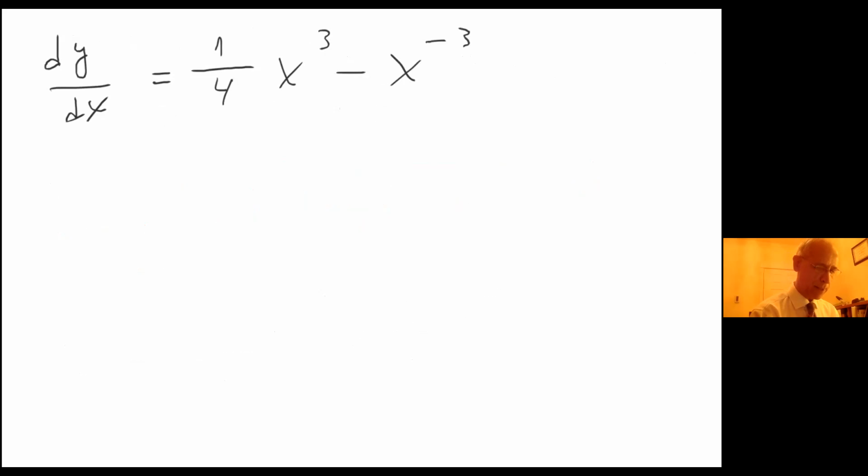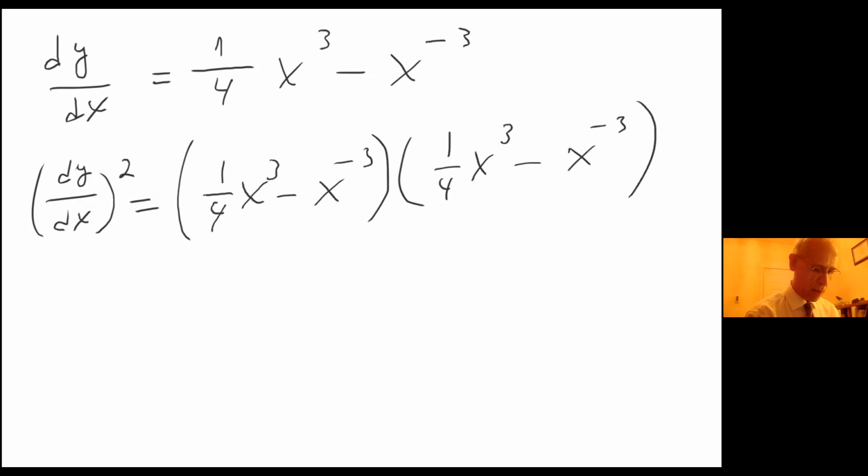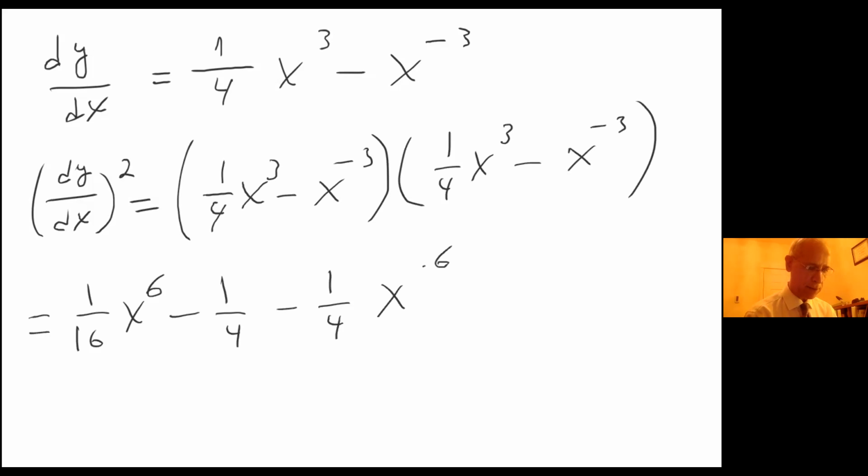And so (dy/dx) squared should equal 1/4 x cubed minus x to the negative 3, times 1/4 x cubed minus x to the negative 3. Okay. So that equals 1 over 16 x to the power of 6. And then I get negative 1/4, then I get another negative 1/4, and then I get x to the negative 6. Okay.